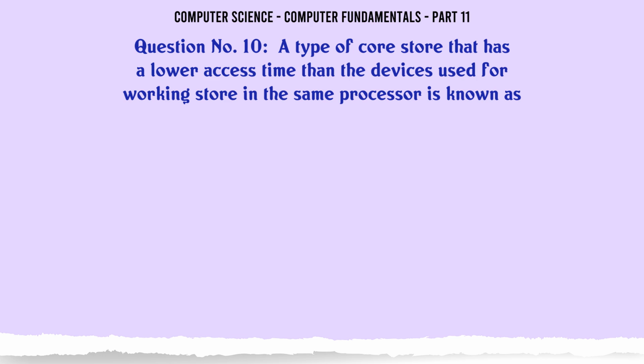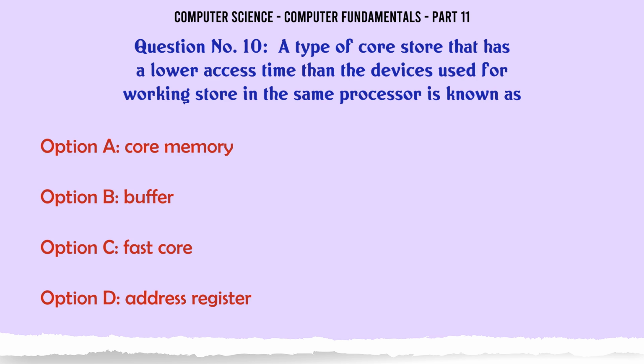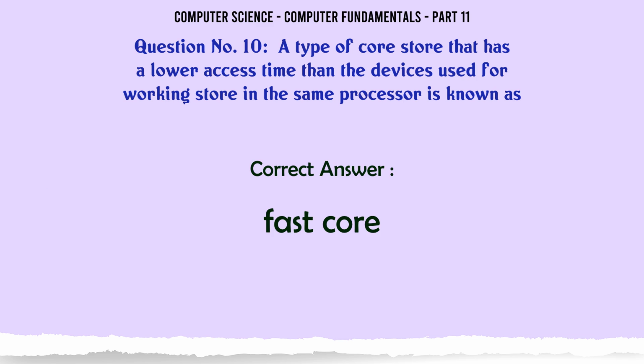A type of core store that has a lower access time than the devices used for working store in the same processor is known as A. Core memory. B. Buffer. C. Fast core. D. Address register. The correct answer is fast core.